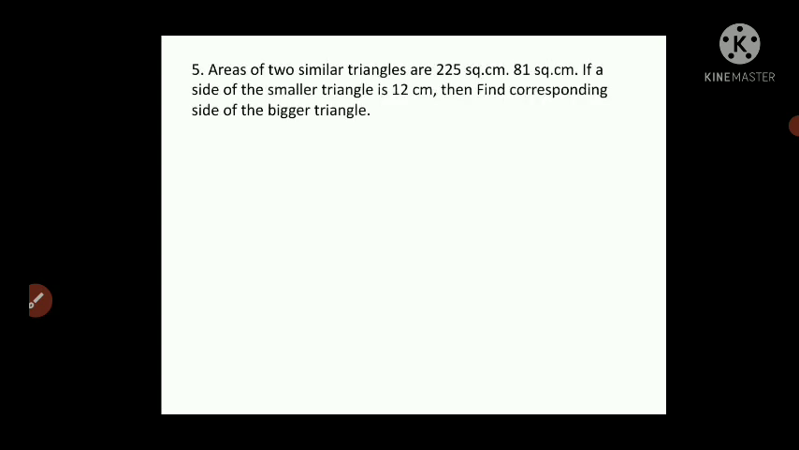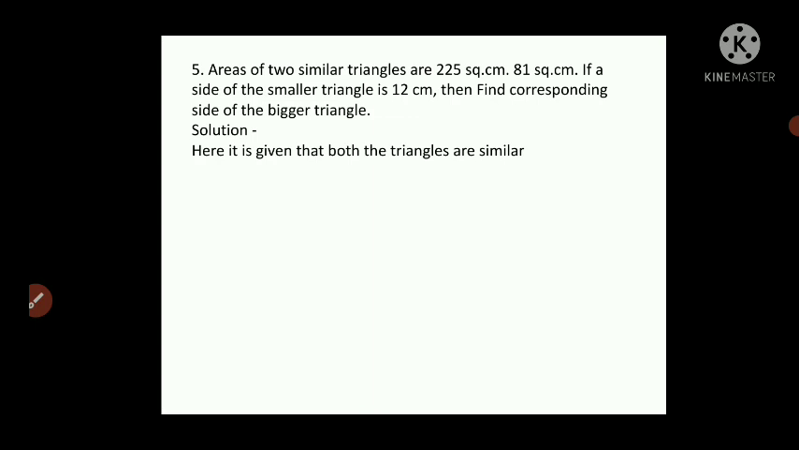See, it is given that two triangles are similar, and their areas are 225 square centimeter and 81 square centimeter. You can see that the area of one triangle is 225 and the other is 81. That means one triangle is bigger, the other is smaller. The side of the smaller triangle is given as 12 centimeter, and you have to find the corresponding side of the bigger triangle.